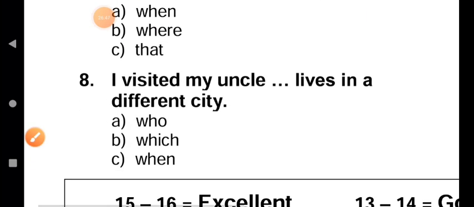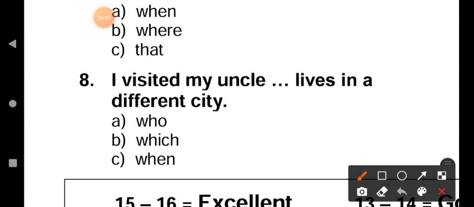And the eighth one. I visited my uncle dash lives in a different city. My uncle is a person. Which one do we have to use? For a person, who. Which is for things, when is for time. What is remaining? Who. The eighth answer is the relative pronoun who. I visited my uncle who lives in a different city.